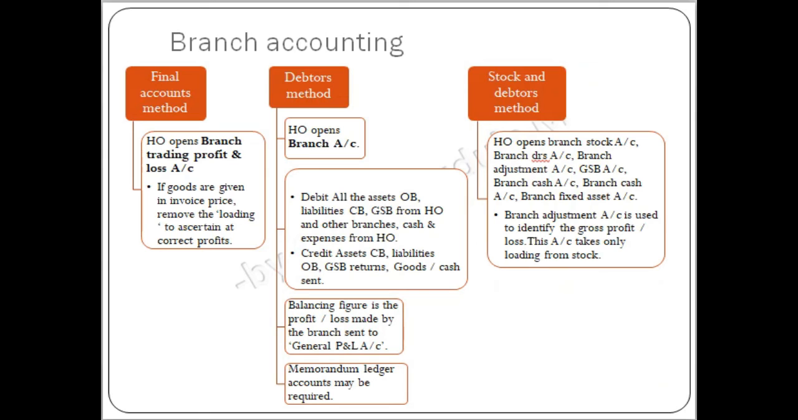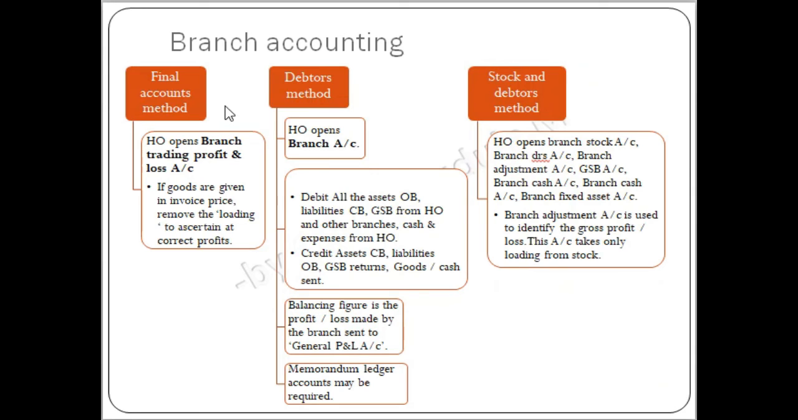So when a centralized system is followed, the branches are called dependent branches. Also, this is generally done when the number of branches and the volume of transactions in the branches is comparatively lesser. Now, in case of dependent branches, the accounting method followed by the head office could be any of the three as listed in this slide. It could either be the final accounts method, or follow a debtors method, or follow a stock and debtors method.